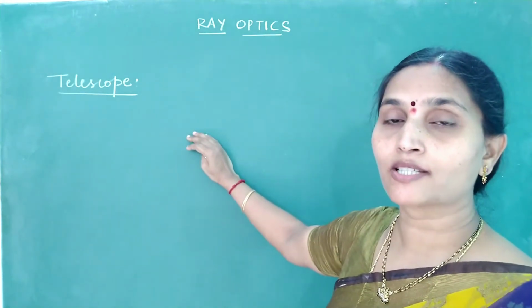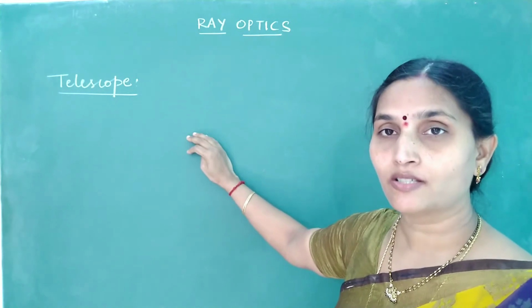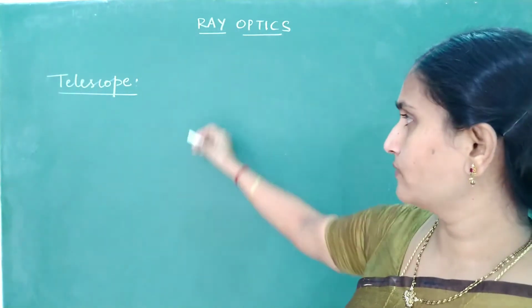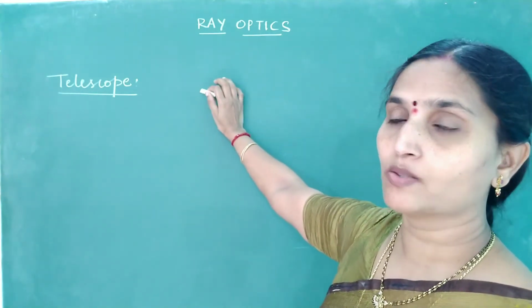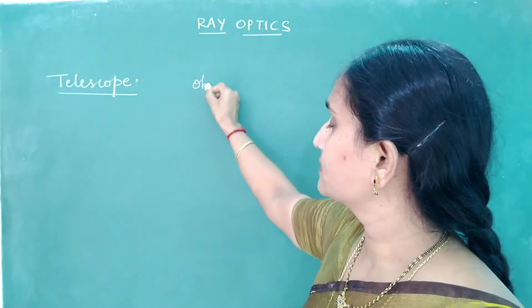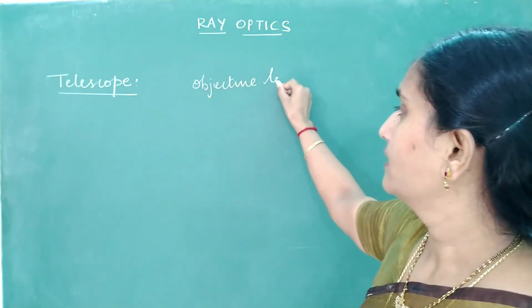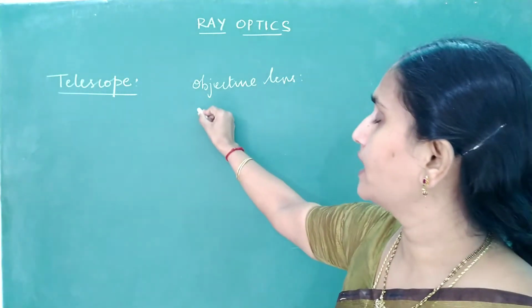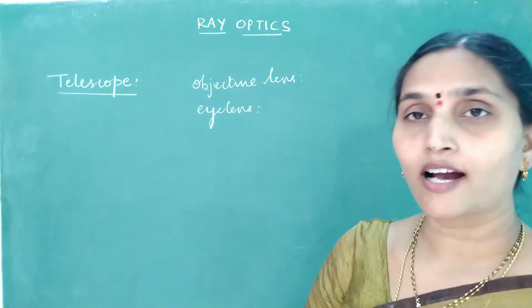We know we use the telescope for observing objects which are far away from us, that is, distant objects. Similar to a compound microscope, even in a telescope we will be making use of two lenses, that means two converging lenses. The first one is called the objective lens, and this is going to be towards the object, and the eye lens is facing our eye. Look at the construction first.